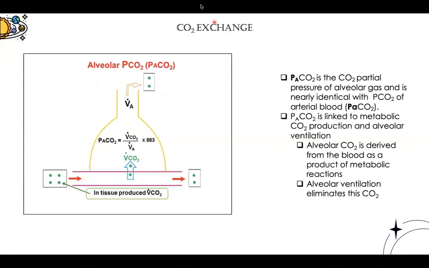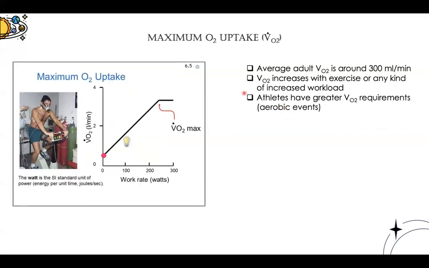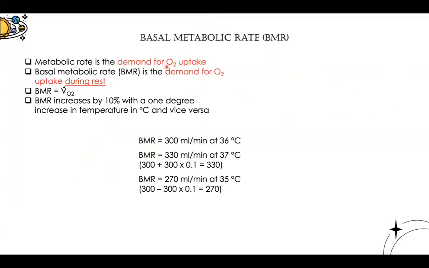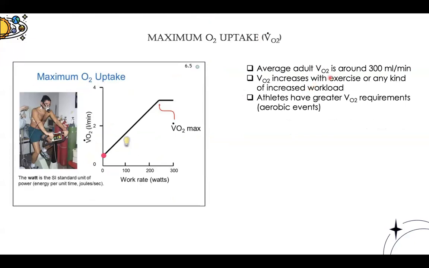Now we're going to talk about carbon dioxide. Okay, I'll explain it again. This slide, or do you want me to explain the previous slide too? Okay, so here I said that BMR is equal to VO2, right? And what happens is that BMR or VO2 increases with increased energy expenditure.